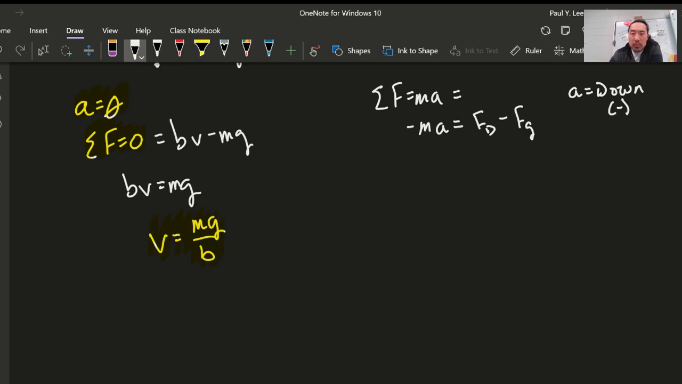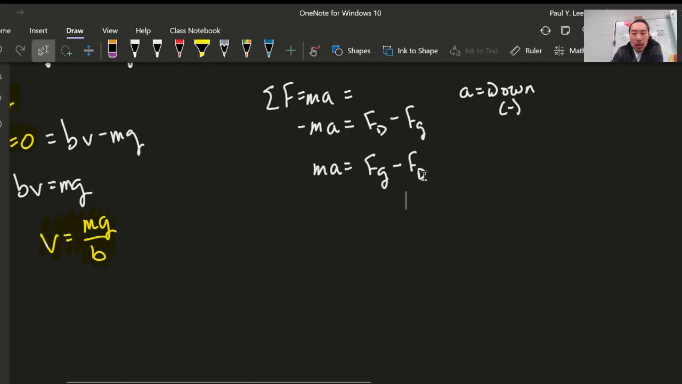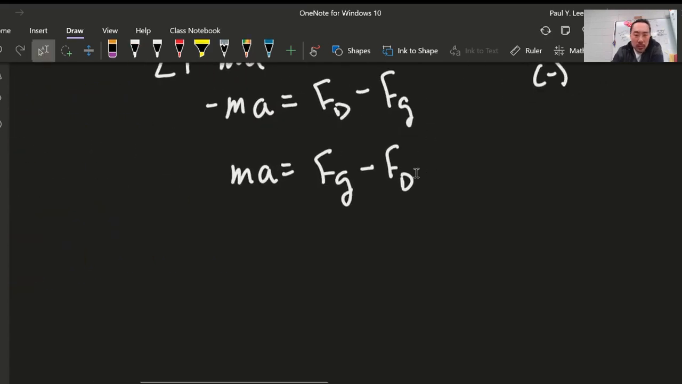All right, and so from here, I want to get rid of my negatives from my ma. This is going to make our lives a little bit easier. So we get ma is equal to Fg minus Fd. All right, so from here, there's a couple of things that we can do, including a substitution.